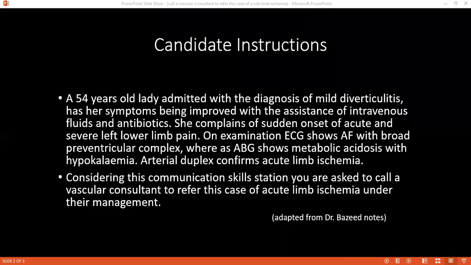With the suspected diagnosis of acute diverticulitis, we gave IV fluids and antibiotic. But today she complained of sudden pain in her left leg. It was so severe, and we did the ECG that showed atrial fibrillation and PVCs, and her ABG shows metabolic acidosis and hypokalemia. So after examination, we did the arterial duplex, which showed some obstruction in the vessels, and our diagnosis is suspected acute ischemia. We gave IV fluids and she is not improving, so we decided to transfer this case, sir, to your hospital.